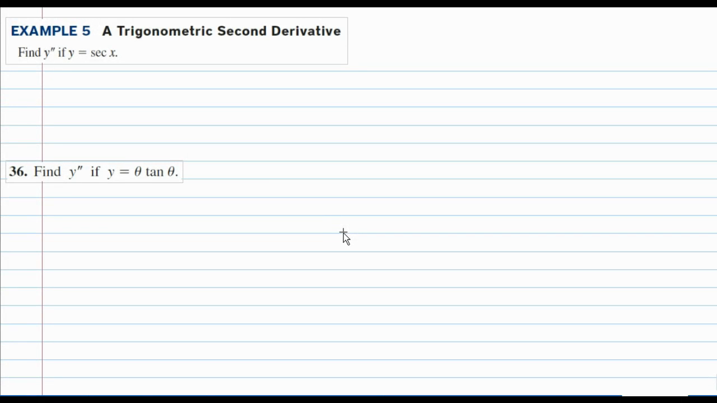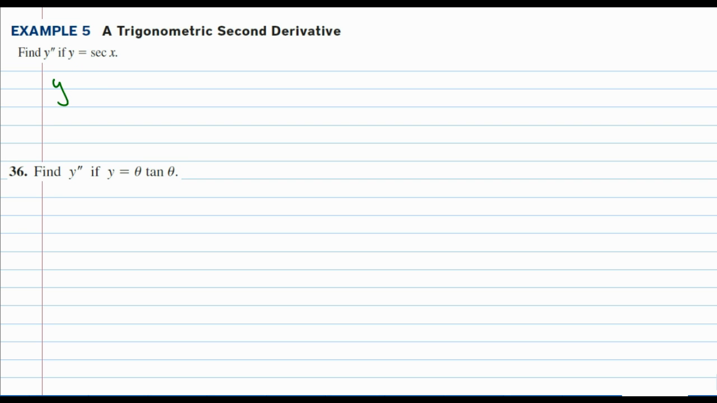This is the screencast for section 3.5, example 5, a trigonometric second derivative. All right, so the first derivatives of the basic six trig functions you should have memorized, and then you might come into some of the other derivative rules when taking a second derivative. So for example here, we're trying to find y double prime if y equals the secant of x.